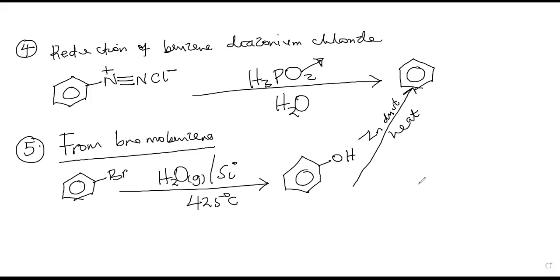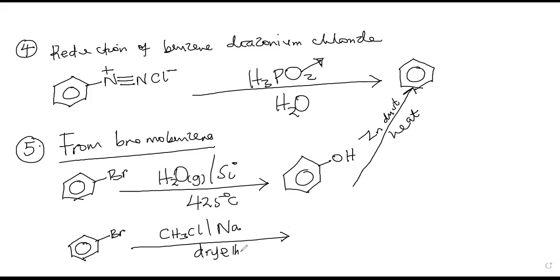Similarly, you can pass it through Fittig's reaction. Fittig's reaction is where you first form methylbenzene from bromobenzene. If you have your bromobenzene, you can first form methylbenzene by passing this bromobenzene through chloromethane with the sodium in dry ether. The moment you react bromobenzene with chloromethane, sodium, and dry ether, this automatically will be giving you methylbenzene.